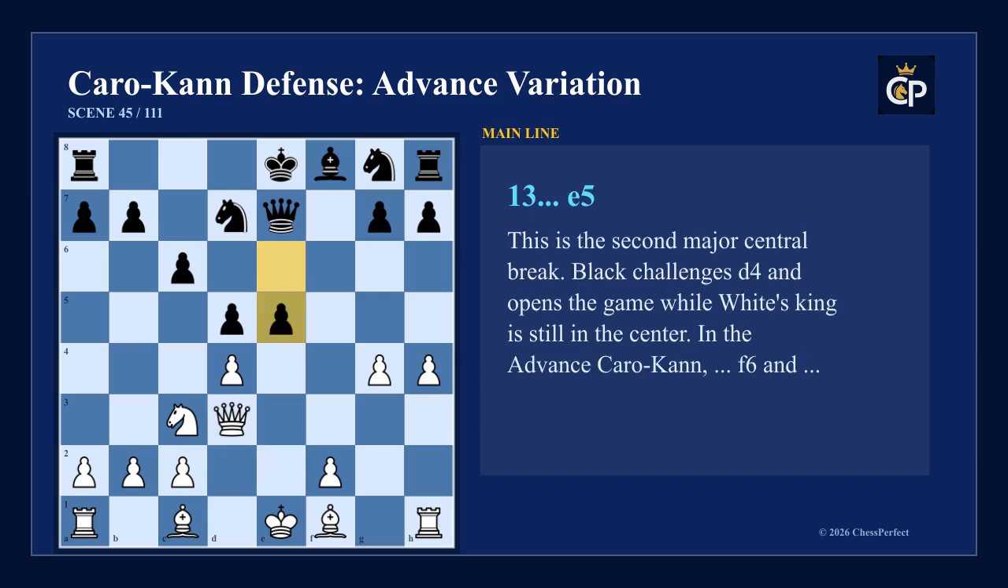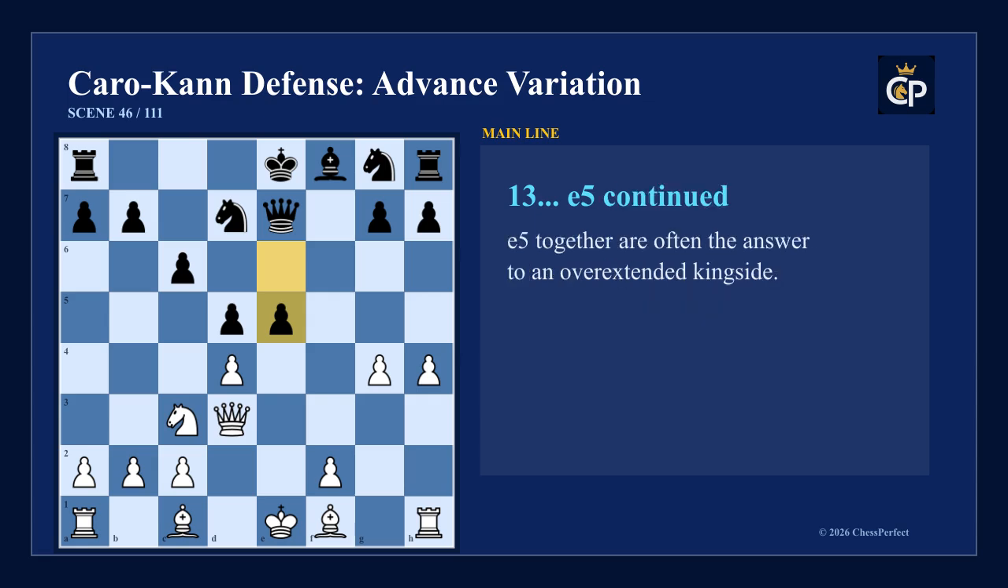e5. This is the second major central break. Black challenges d4 and opens the game while white's king is still in the center. In the Caro-Kann advance, f6 and e5 together are often the answer to an overextended kingside.